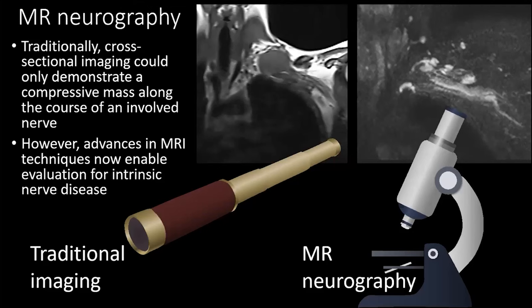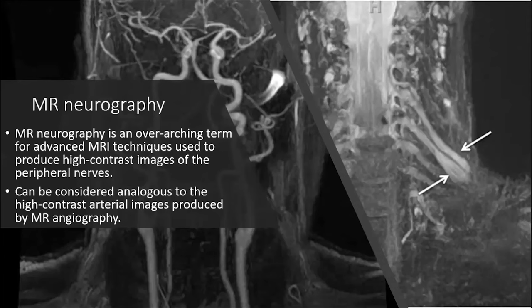But with the continued advance of MR techniques, we can now actually look for intrinsic pathology in the nerves. I like to use the analogy of going from basically a periscope, right? It just lets you see that there's something there, versus a microscope, actually being able to look inside the tissue and see the intrinsic pathology inherent in the nerve. So how do we do that?